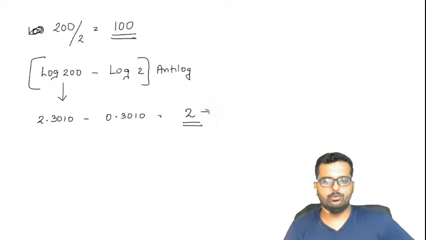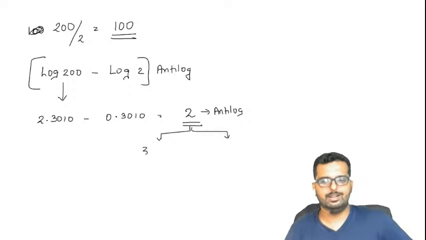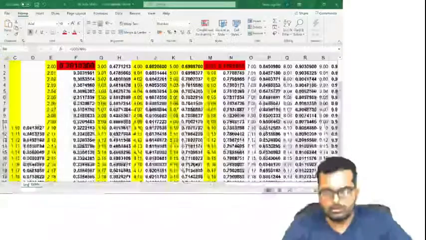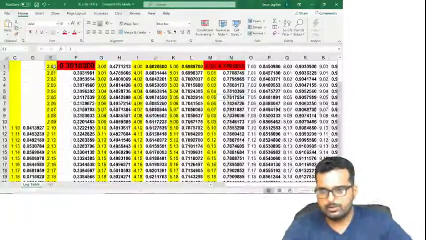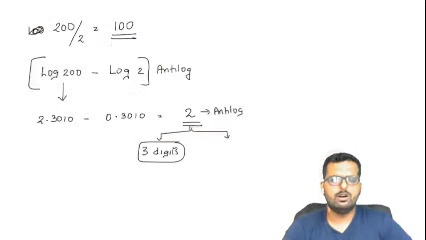Okay. Now I have to find out the anti-log of 2. Correct? If I want to do the anti-log of 2, how will I do it? First thing, 2 means how many digits will be there over here? 3 digits. Okay. Now, corresponding to this, where is 2 coming? Let's go and search. See, 2 is coming over here. No, I should check the 2 inside, is it? 1 minute.